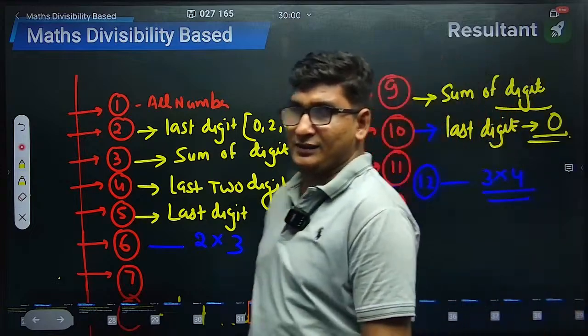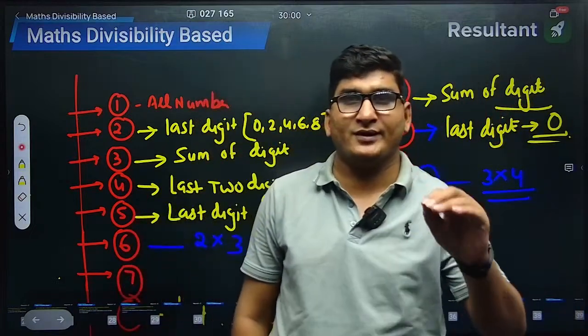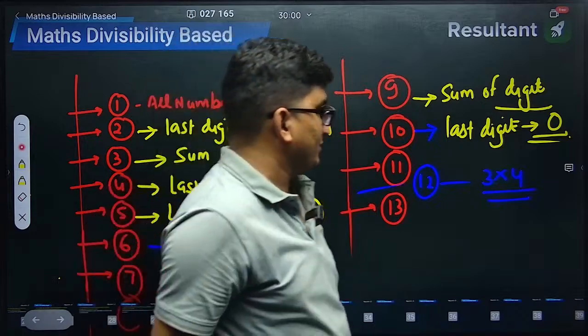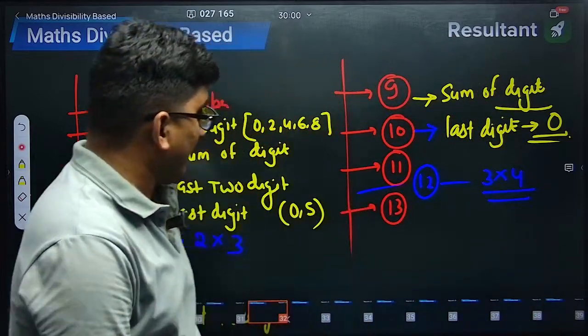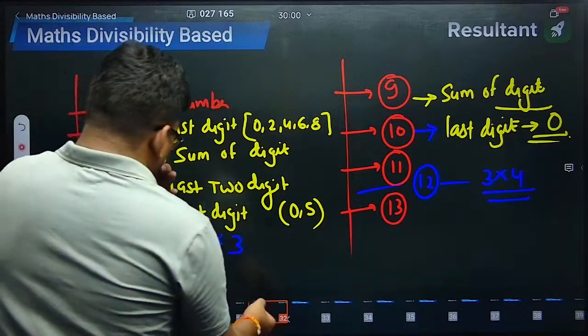Now come to the combined divisibilities of 7, 11 and 13. Please focus on the board. We will discuss such divisibilities more in tomorrow's class, but I have less time today. So come to the point.